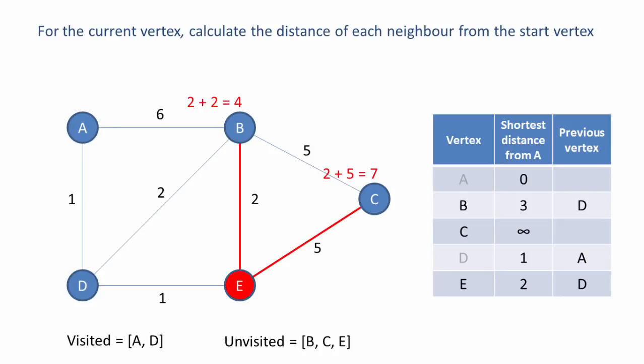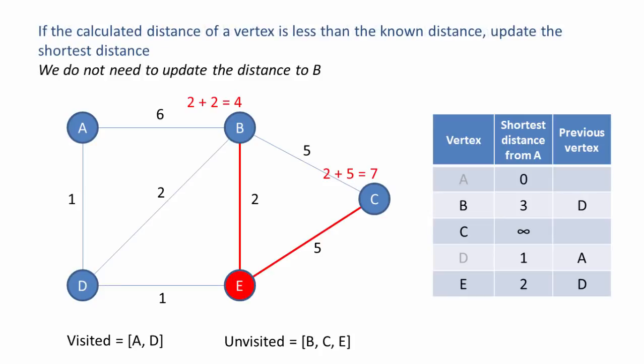And again, using the information in the table, we can see that the total distance to B is 2 from the table, the distance to E, plus another 2, giving us 4. And we can see that the total distance to C from A is 2, the distance to E from the table, plus another 5, giving us a total of 7.